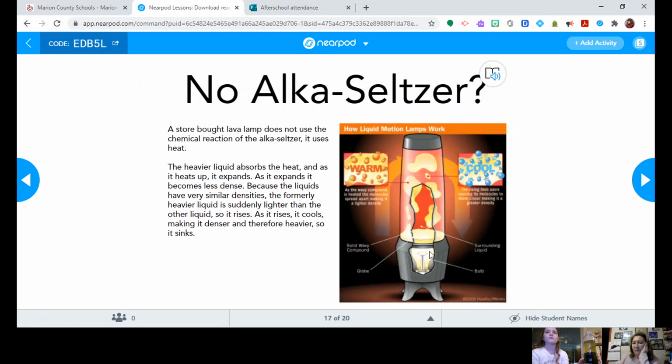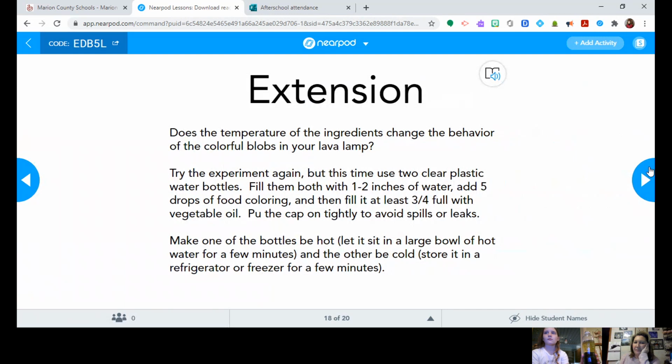If they don't have the Alka-Seltzer, they're using heat from the light to create that same kind of reaction. The heat makes the molecules expand, and then they go up to the top, and when it gets cooler up there, they come back down to the bottom. Same idea.